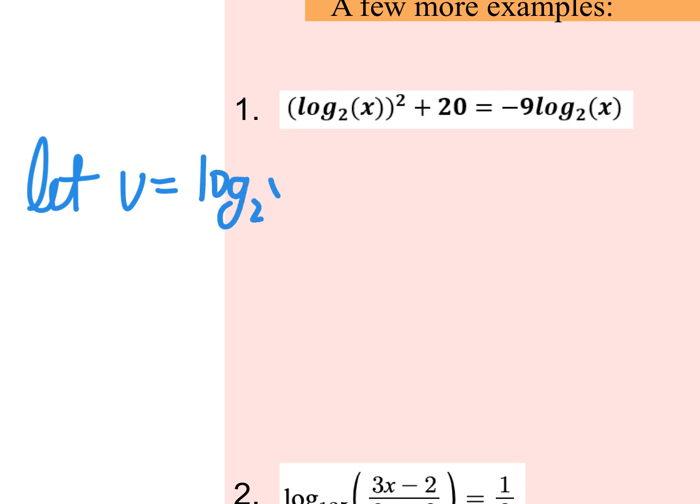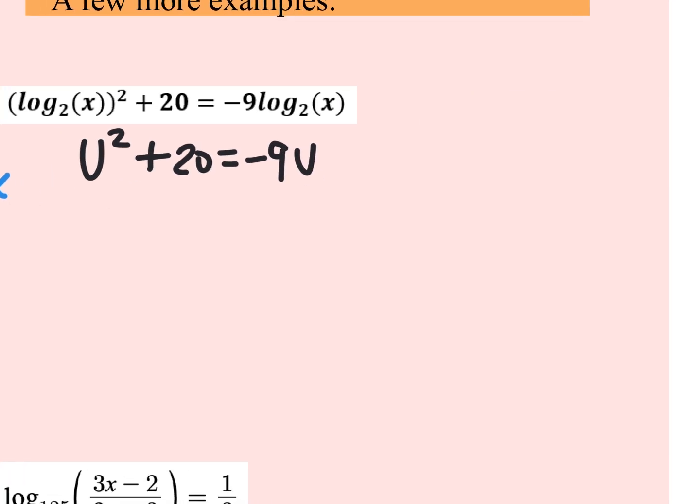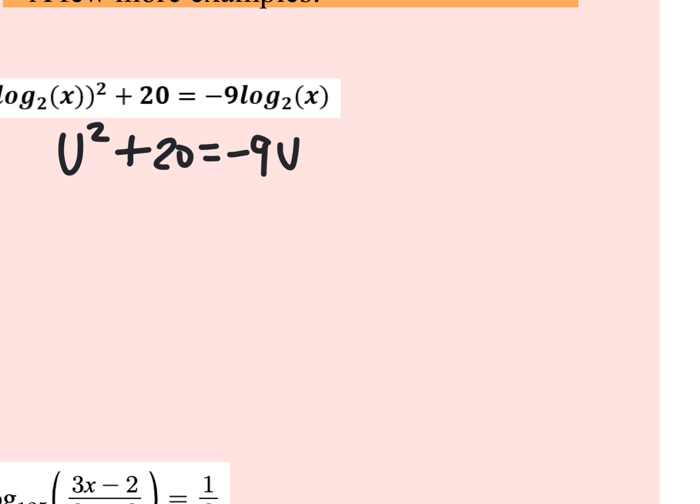Log base 2 of x. So wherever I see that, I can replace it with a u now. I got u squared plus 20 equals negative 9u. And then you just act like that's your problem. Because we pulled out the log base 2 of x and we put in a u. Solve it, everybody. In a moment, I'm going to ask you to compare your final answer with the other kid. Remember at the end, you have to swap the log, or the u, back out. So the u comes out and the log comes back in.